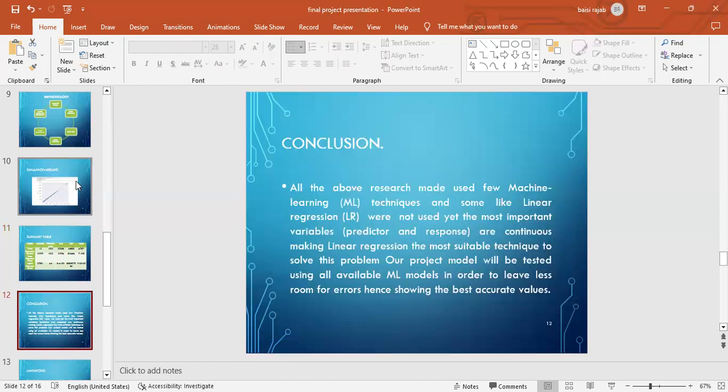Now, in all the above research, we found out that linear regression isn't used, and yet the most important variable, the predictor and the response, this is the price, they are continuous, and linear regression is the most suitable in solving this problem. If a person wants to predict an air ticket price, instead of using other models, it has come to our understanding that linear regression is the best, and yet it hasn't been used in the journals. And since we used it, we were able to prove that it had the most accurate values. The line of best fit we have seen is a straight line. For the others, we were getting a scatter diagram. But for the linear regression, the line of best fit was a straight line, and we were very happy about that.